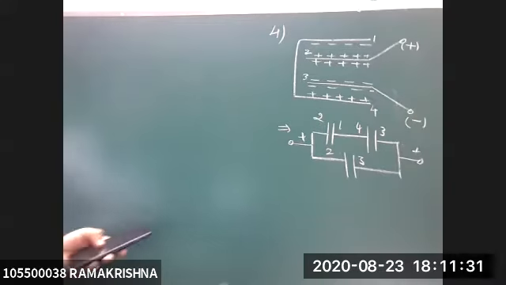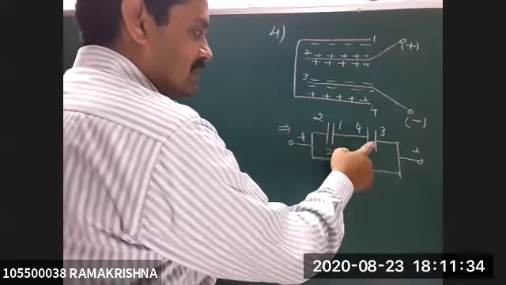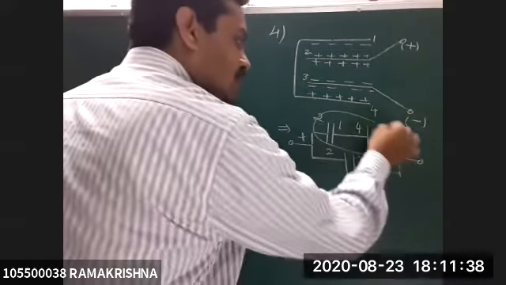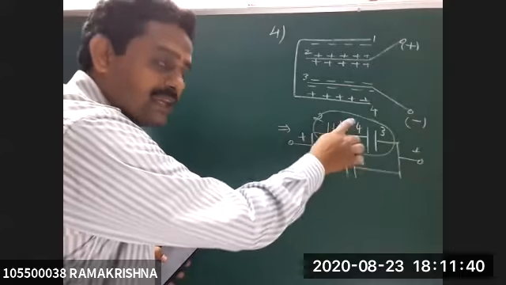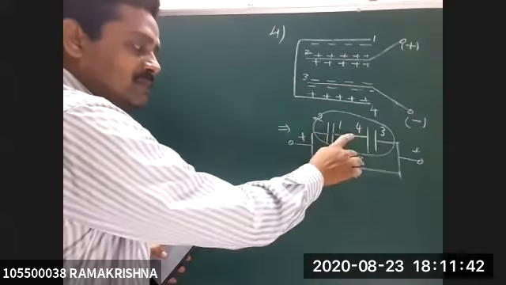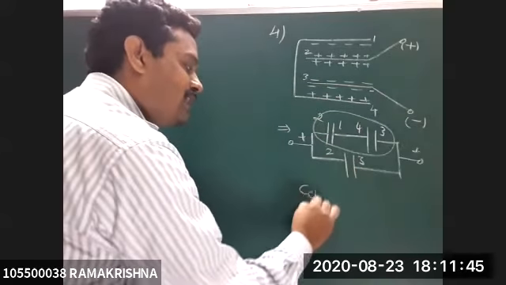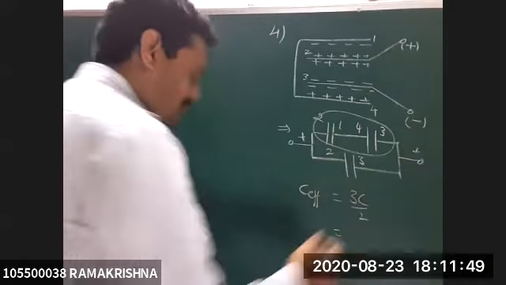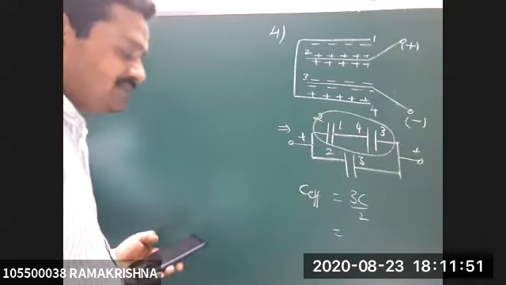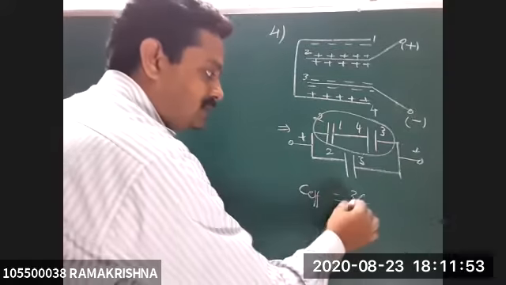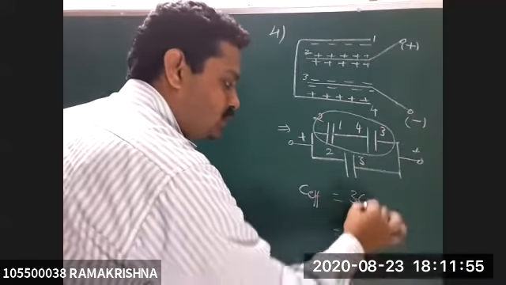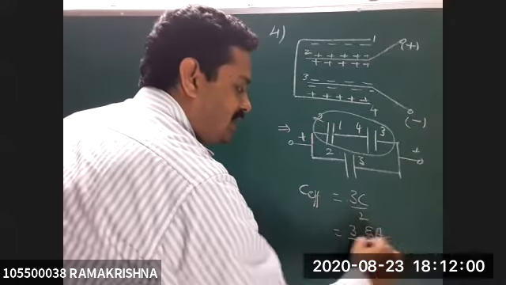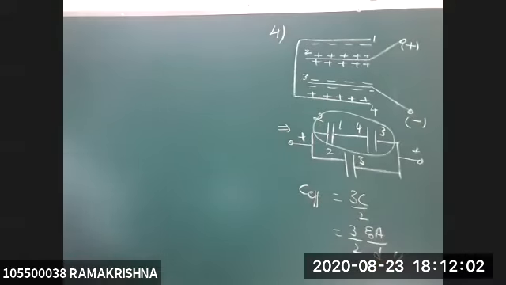So the effective capacitances are C, C and C. These two are in series, so their effective capacitance is C by 2, and that and C are in parallel. So C effective is 3C by 2. Given that all options are in terms of epsilon naught A and D, 3 by 2 into the value of C, which for a parallel plate capacitor is epsilon naught A divided by D, right? So next, the fifth one.